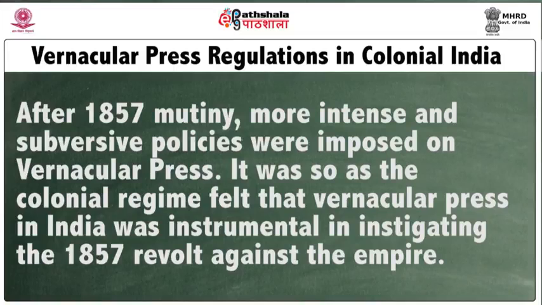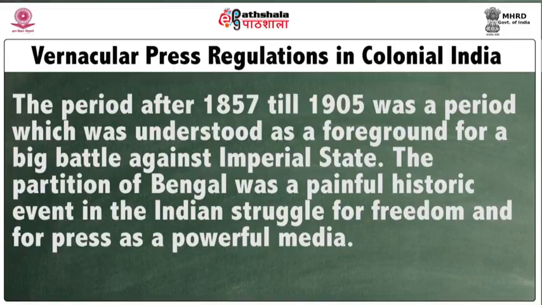After 1857 mutiny, more intense and subversive policies were imposed on vernacular press. It was so as the colonial regime felt that vernacular press in India was instrumental in instigating the 1857 revolt against the empire. The period after 1857 till 1905 was understood as a foreground for a big battle against imperial state.